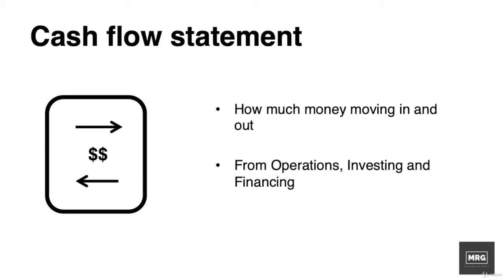The second financial statement that we want to look at is the cash flow statement. It records how much money is moving in and out of a company or business. So it measures the actual movement of money in and out. There are three cash flow statements. First is the cash flow from operations, then we have cash flow from investing, and lastly we have cash flow from financing. So it measures the movement of cash from three different aspects.